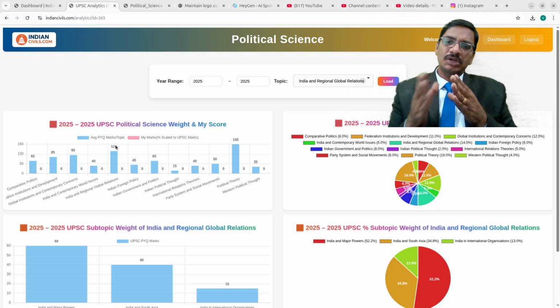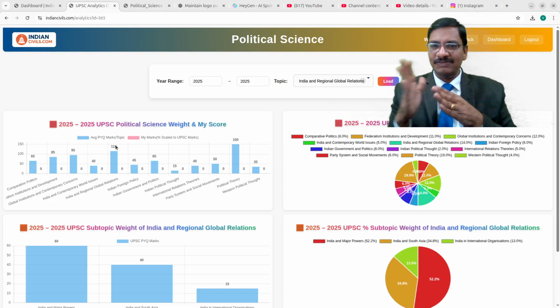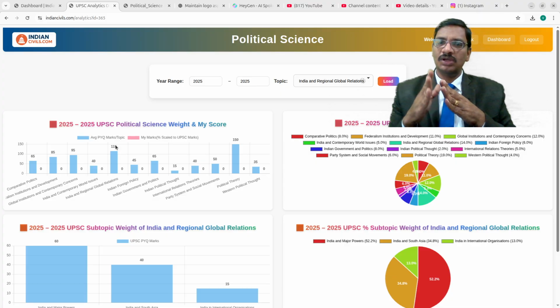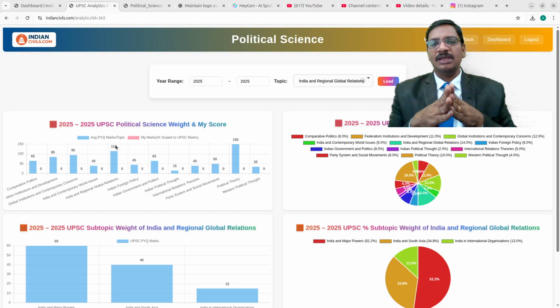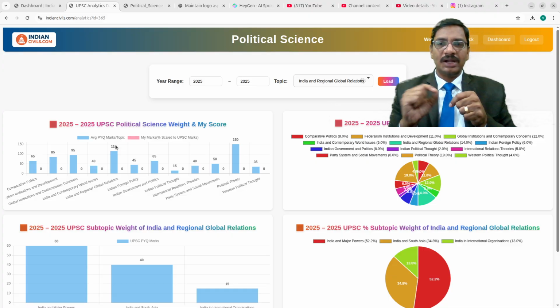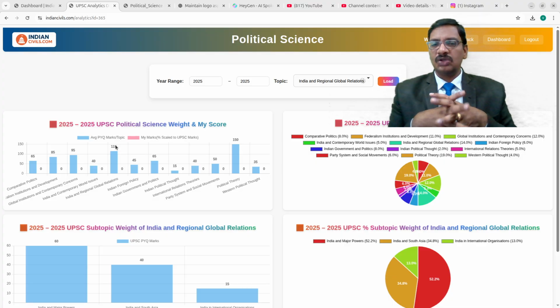But you don't need to be 100%. Even if the pink graph, your personal performance, comes to 70% of the blue bar, I can assure you that you are prepared for that particular topic. Why? Because you are writing the answers and they are evaluated, so your preparedness is directly reflected there. So make use of this opportunity.